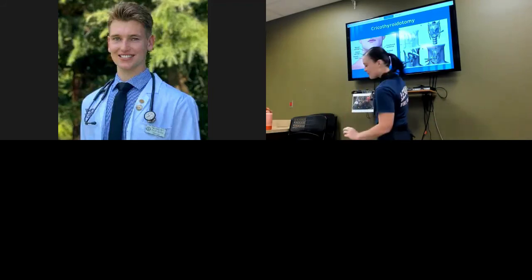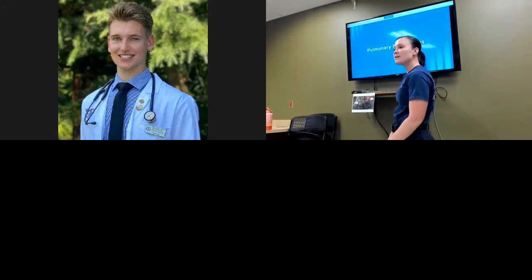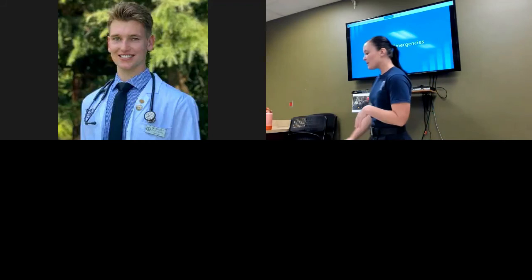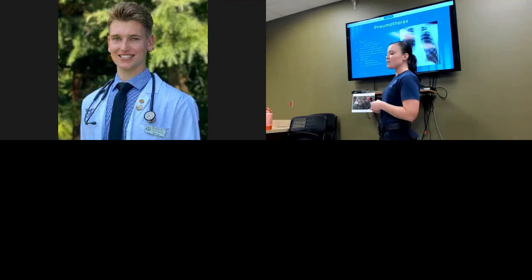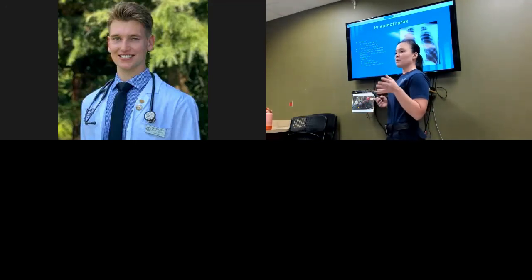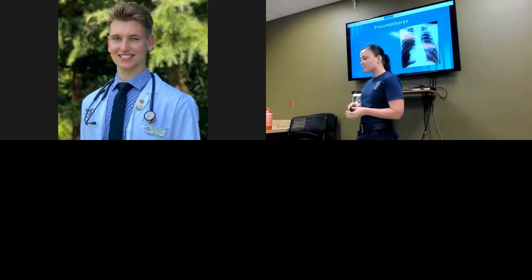So that is a cricothyrotomy, kind of terrifying, but sometimes it's needed. And now we're gonna go ahead and go into the pulmonary emergencies. First up is a pneumothorax, and you can have a regular pneumothorax and then a hemopneumothorax. The difference really is just that a hemopneumothorax is where there's blood in the pleural space instead of just air. But a pneumothorax is air in the pleural space, and it collapses the lung tissue.